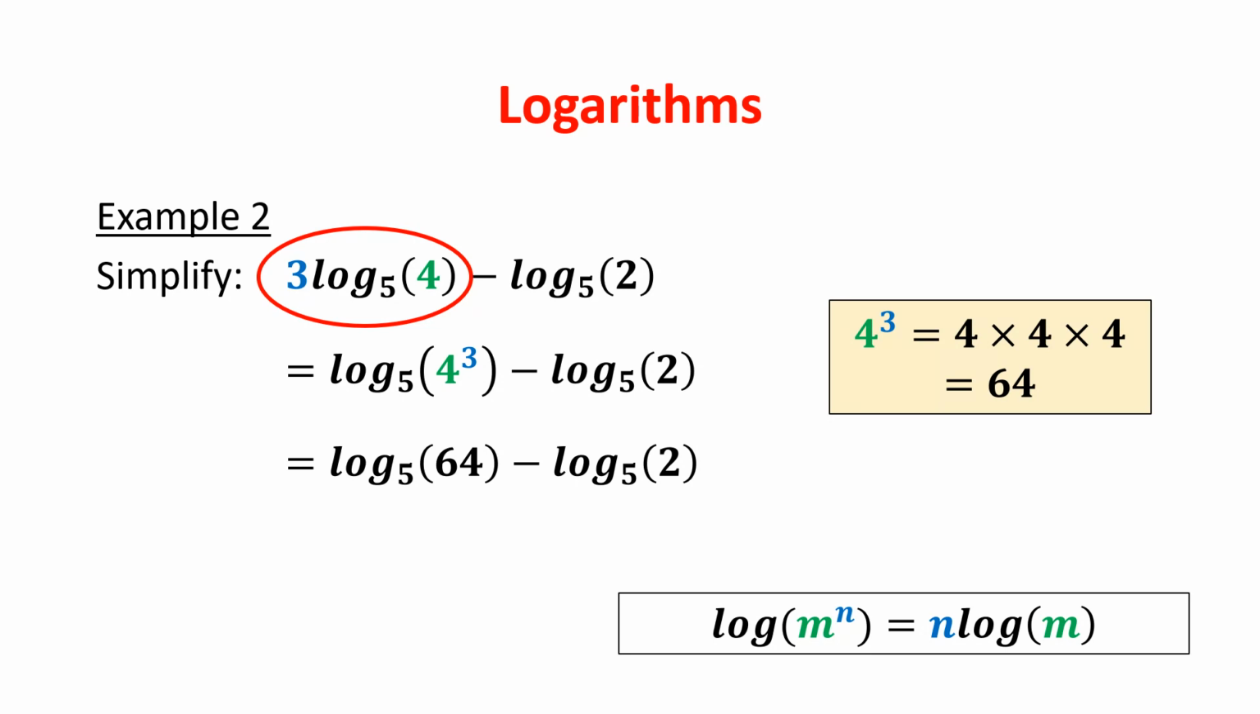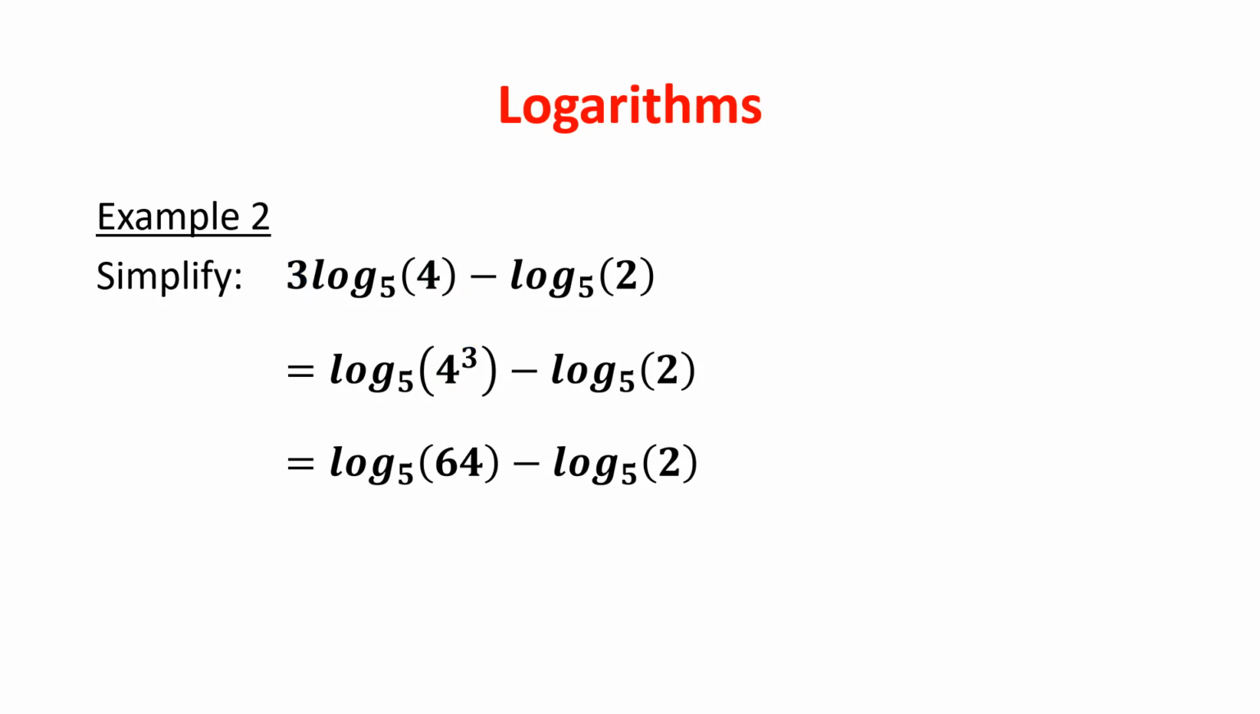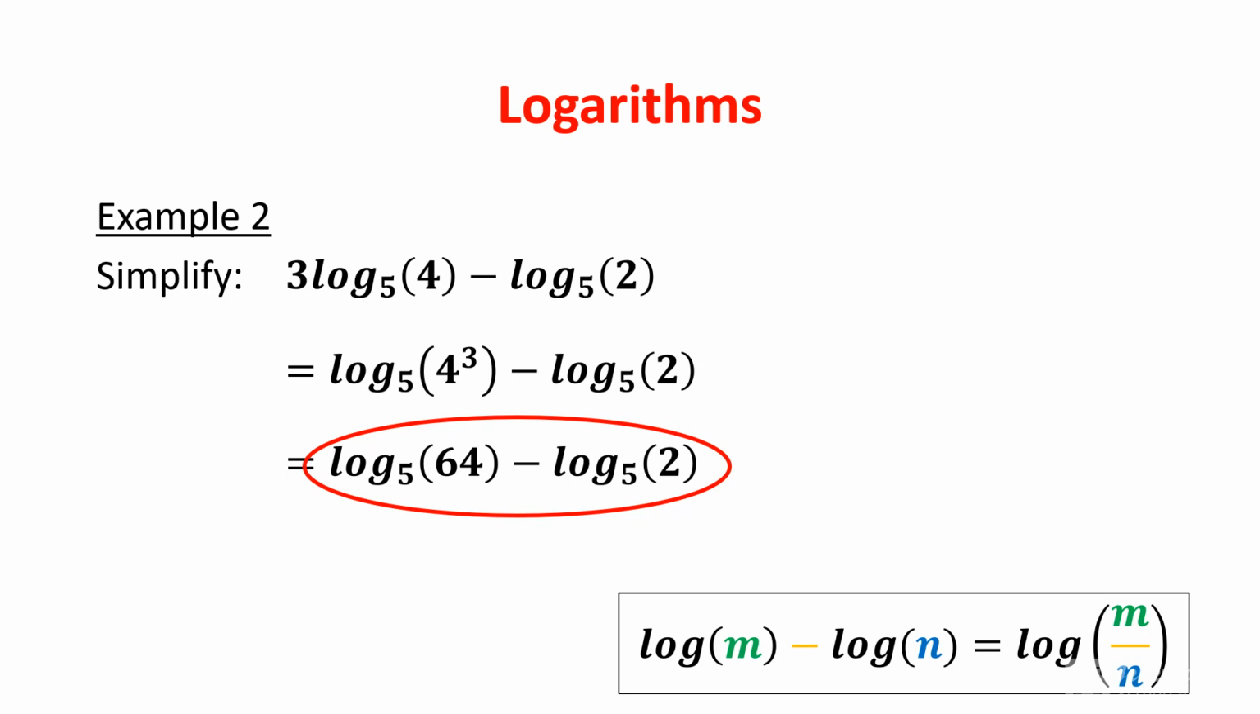So now we have log of 64 take away log of 2. Okay, so let's go back to our second rule. Our second rule says when we subtract logs, we can divide the numbers. So we can divide 64 by 2, and that gives us 32, so we get log of 32. Still in base 5, log in base 5 of the number 32. Now that's our final answer, but I quickly want to show you that I could, if I wanted or needed to, carry on.